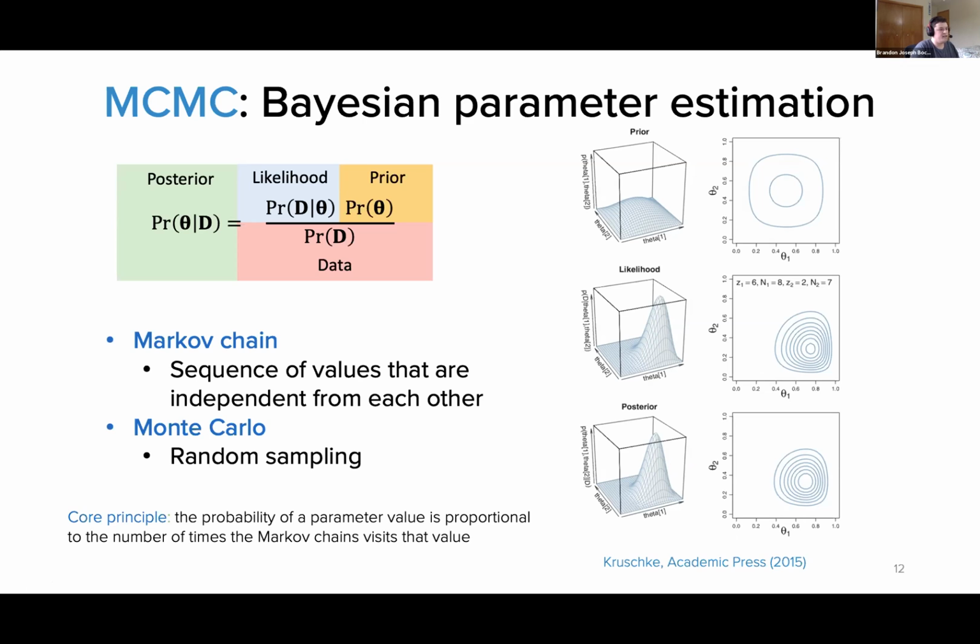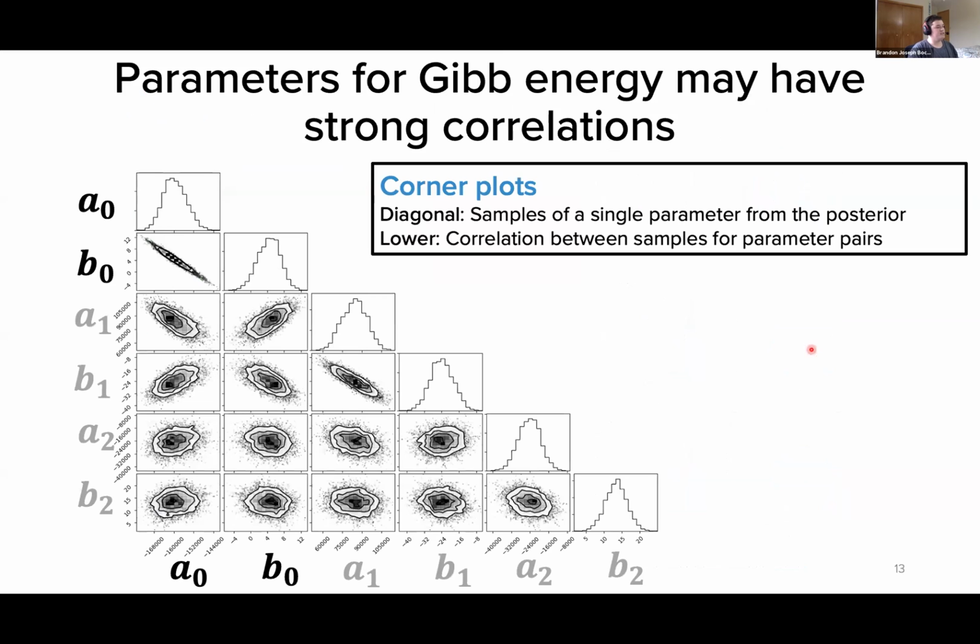So at this 50-50 parameter value, that value will occur less frequently in the Markov chain, and something closer to about 0.8 theta 1 and 0.3 theta 2 will occur more often.